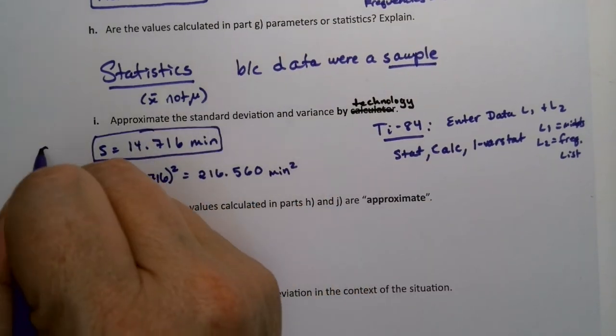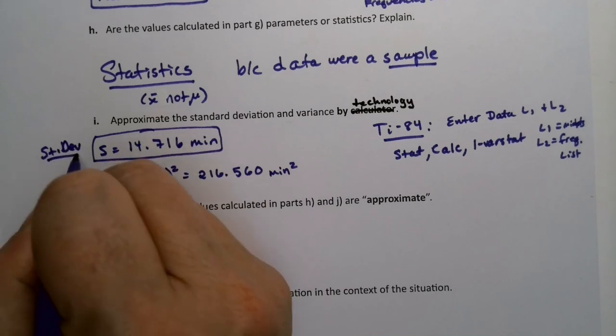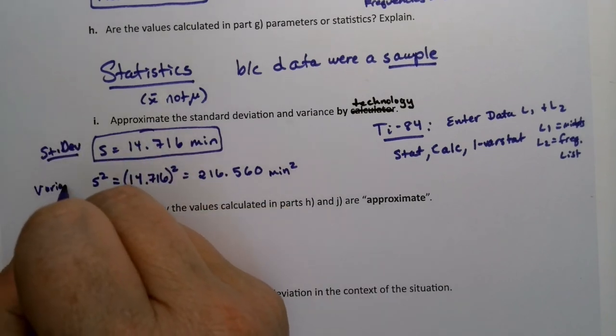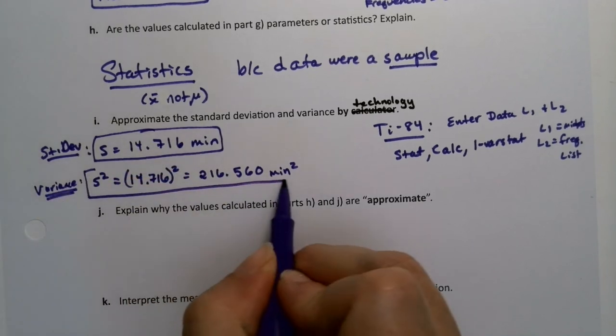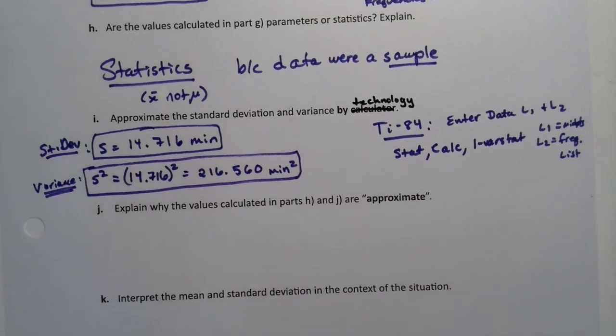So this is the standard deviation. Better label it because you won't remember. This is the variance. Okay, so standard deviation is S, variance is S squared.